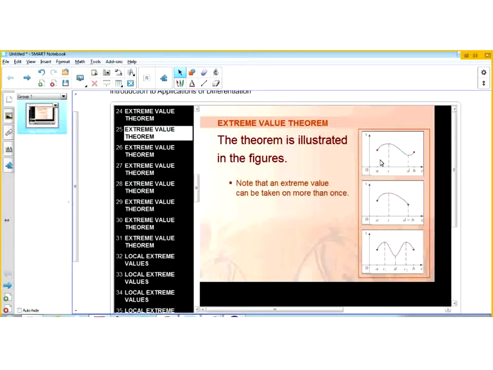A local maximum at x equals c and a local minimum at d. So again, the continuity asserts that you'll have at least one of each. Okay, and then here's a function. I'm looking at the second frame now.